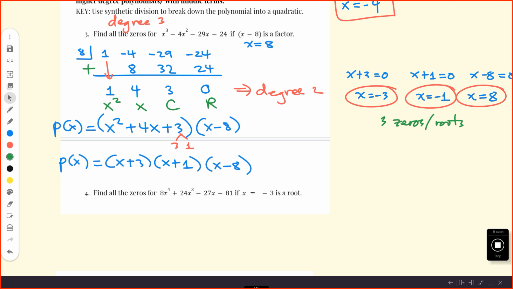How do we determine the expected number of zeros? Based on the degree. If the degree is 3, because the highest power is 3, then you're expected to have 3 zeros, based on the fundamental theorem of algebra. Whatever the degree is, that's exactly the number of zeros you will have in your polynomial. For example, if you have degree 4, like in number 4, you should have 4 total zeros. So for number 4, we're expected to have 4 because the polynomial is degree 4.